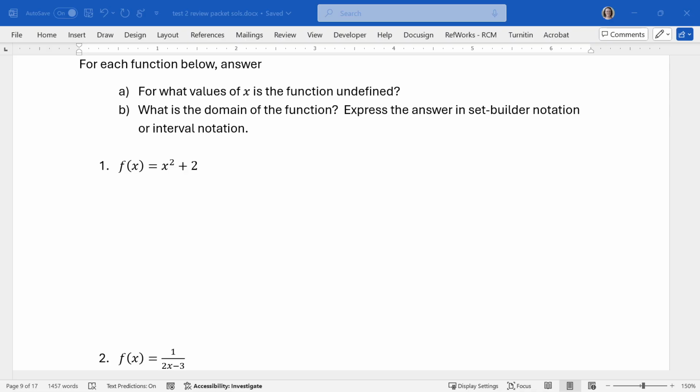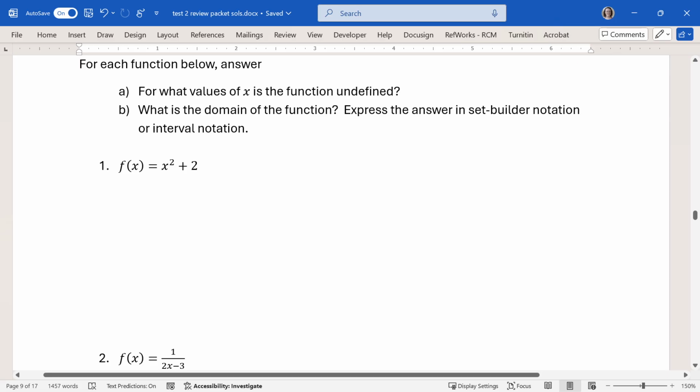Okay, so we need part A before we can do part B. You need to know where your function is undefined so that you can then figure out where it is defined, because the domain is all the values of x where the function does actually have a value. So all the values of x that we can plug in.